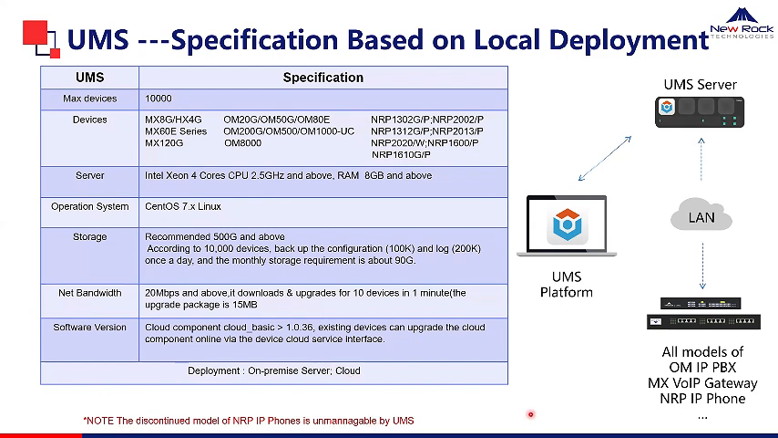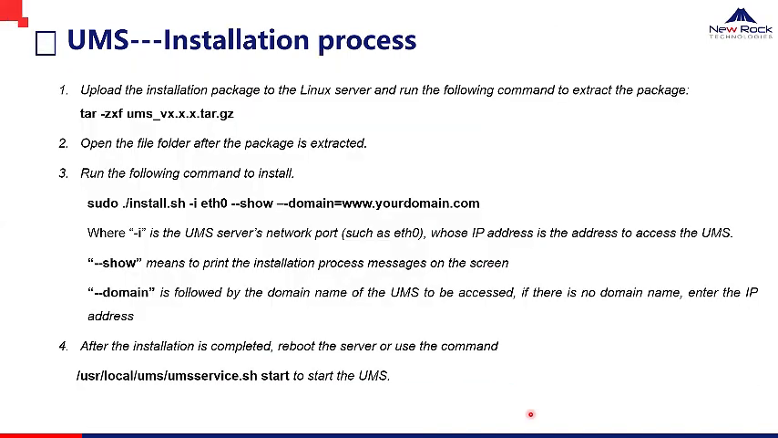Okay, so let's proceed. Here is the brief overview of UMS installation. The UMS server installation package will be provided to you after purchasing. It should be installed on the CentOS 64-bit Linux OS. After that, you can upload the installation package to the server and run the following command. Then open the file folder after the package is extracted. Then again, run the following command to install.